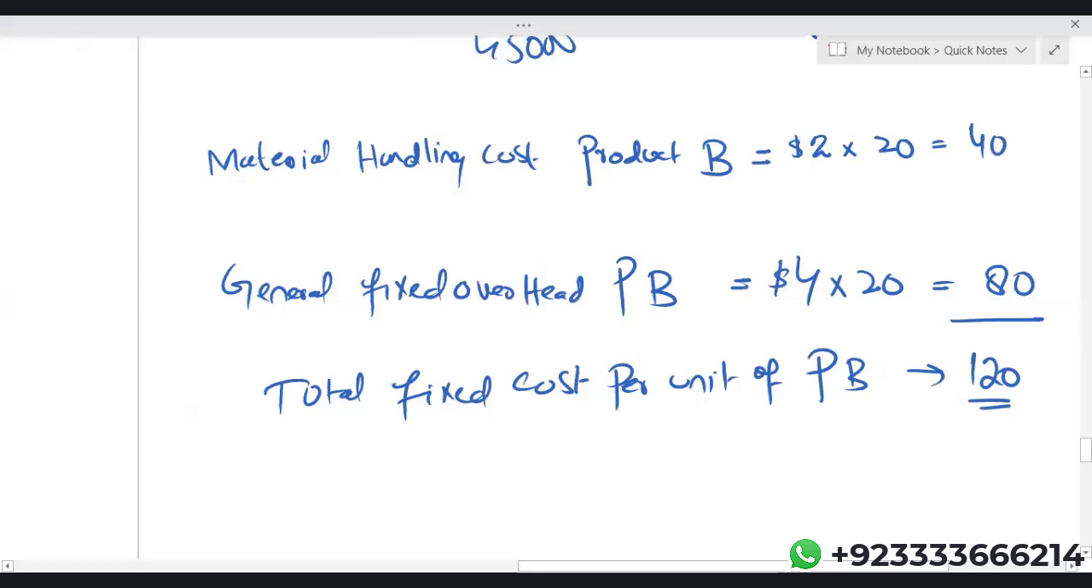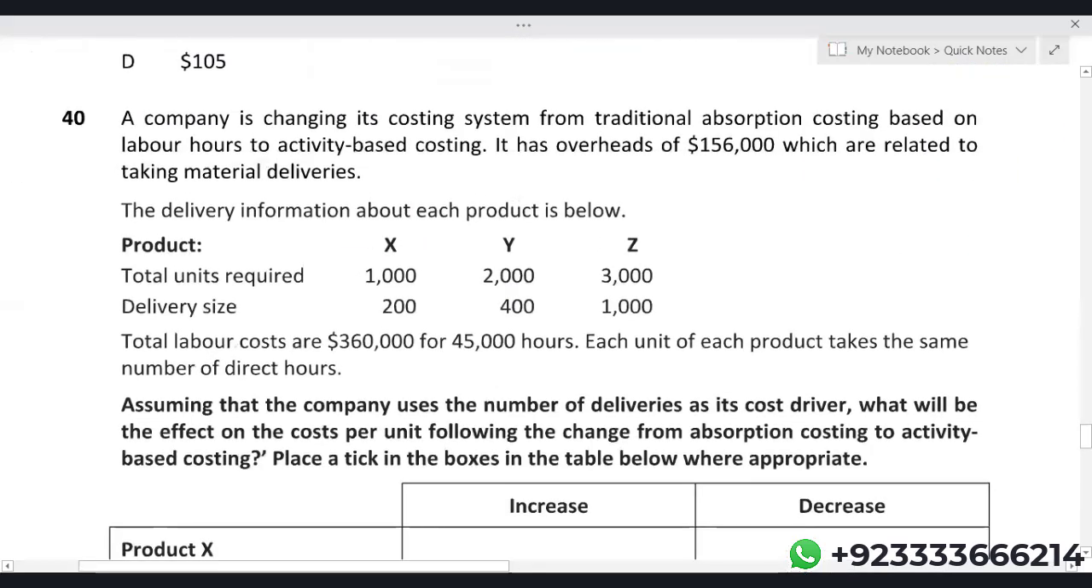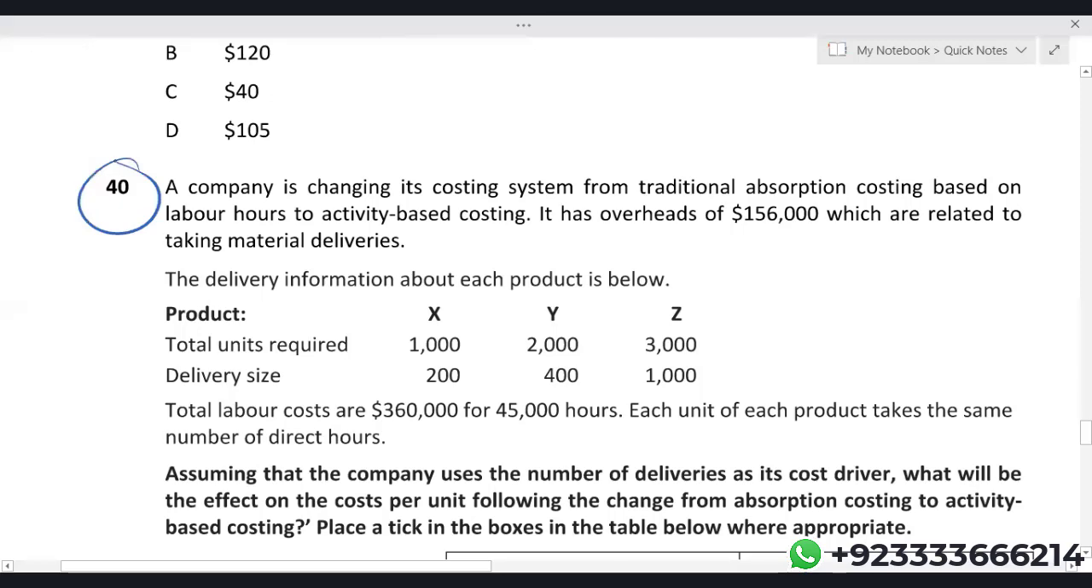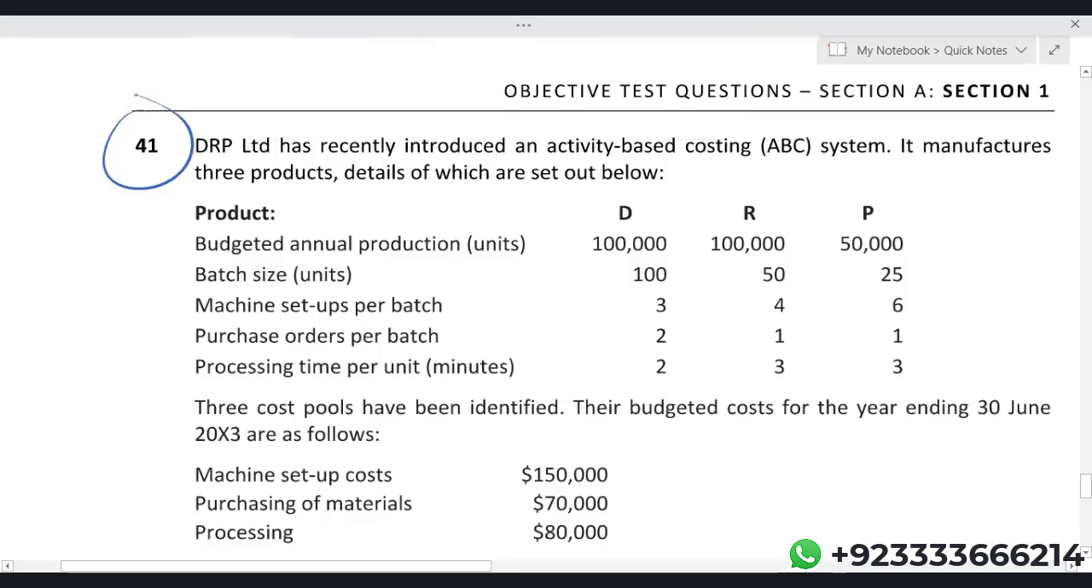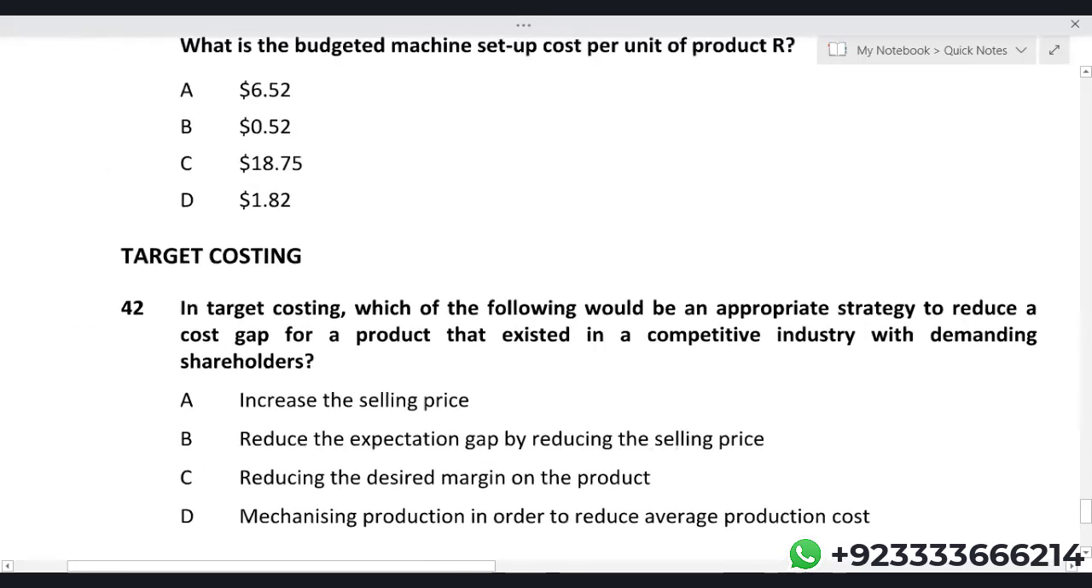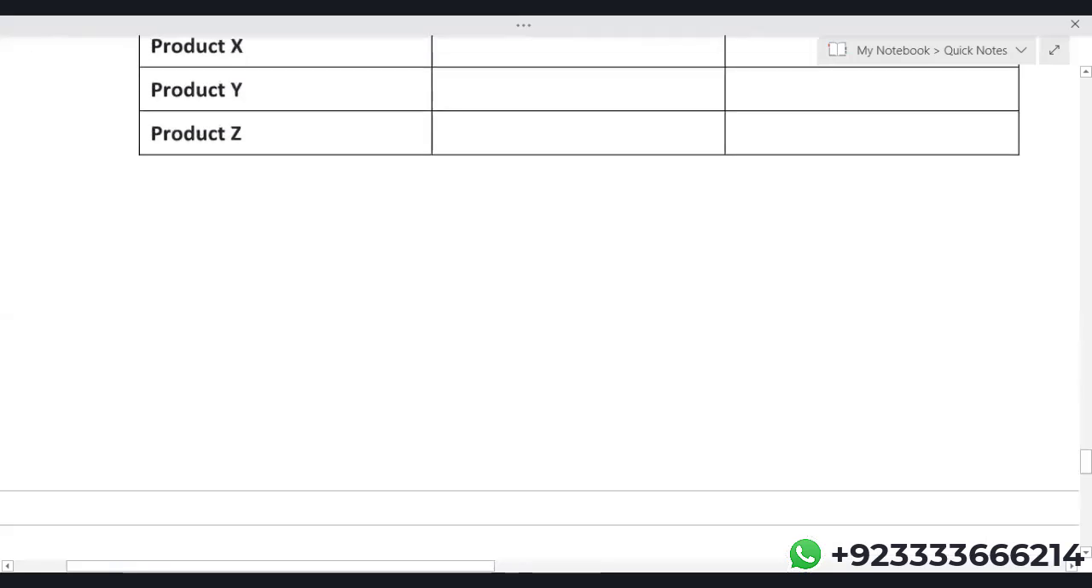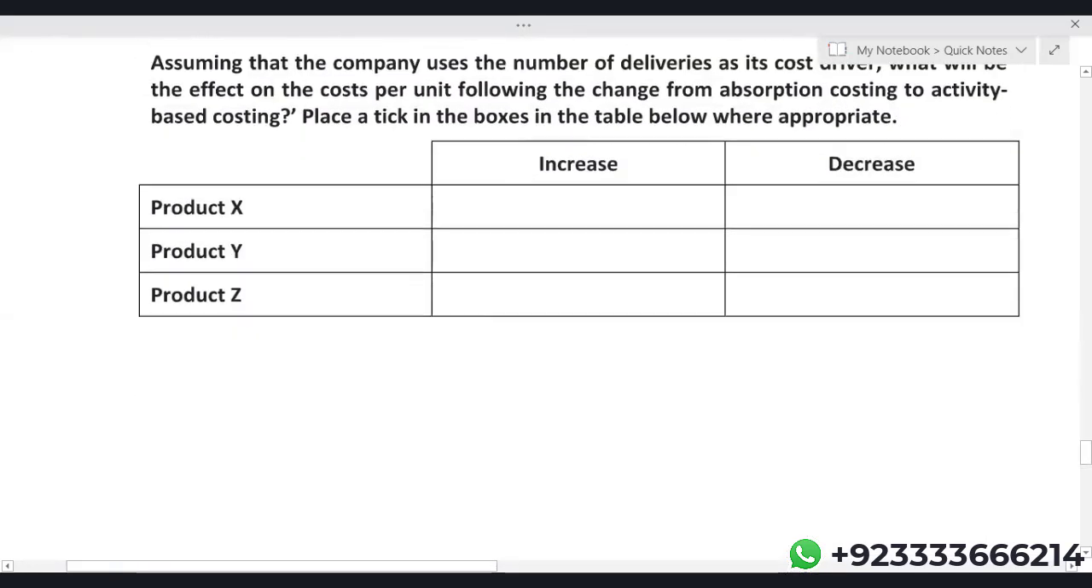Okay, now let's see how many questions are left. I think we are left with just 2 questions, question 40 and question 41. Students, you can take them as homework, but I want every one of you to please attempt question 40 and 41. In case of any confusion, you can always ask in your relevant WhatsApp groups.